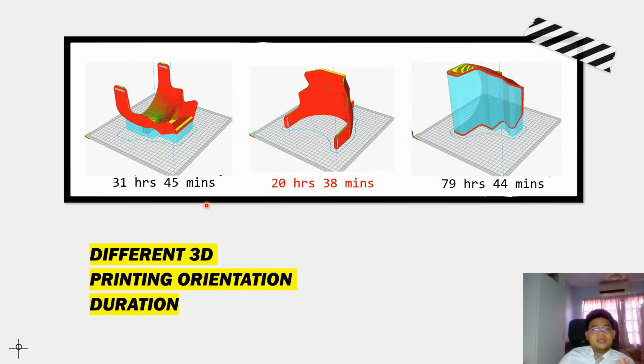Okay, the different 3D printing orientations significantly change the time. As you can see, there are three different orientations. The first one took 30 hours and 45 minutes, the second one took 20 hours 38 minutes, and the longest one took 79 hours 44 minutes. This is because it prints a lot of support material compared to these two. But this one also prints a significant amount of support material compared to this one. So I've chosen this one because it is much shorter in duration, and it is also the strongest in terms of orientation.